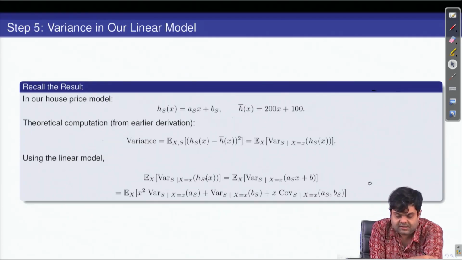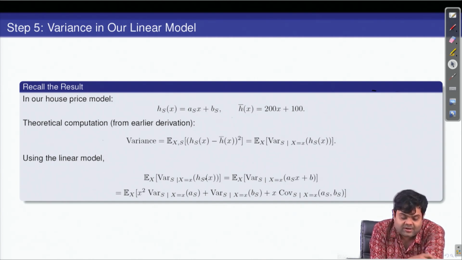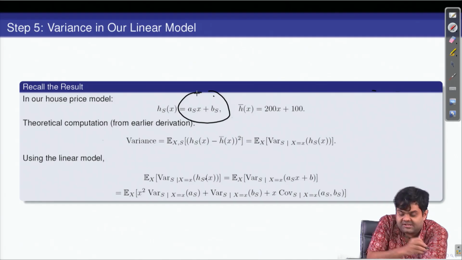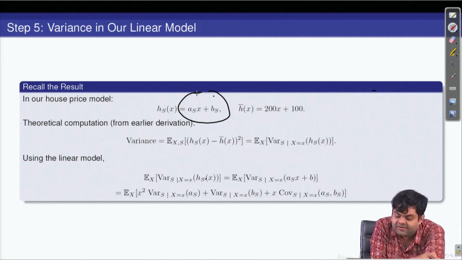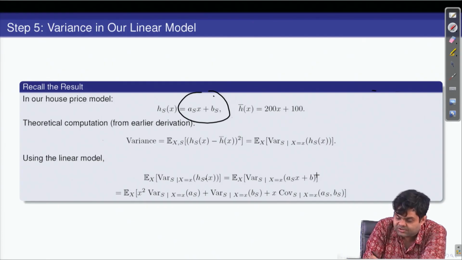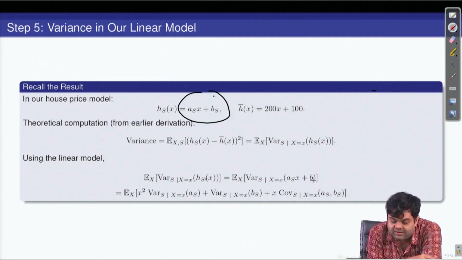So, these are our results that we discussed. Now, the point is that when you are trying to calculate this variance for the linear model, you know that your model is this AS x plus BS. So, you are trying to calculate the variance of AS x plus BS. Sorry, there should be a BS here. Now, this is just a sum.